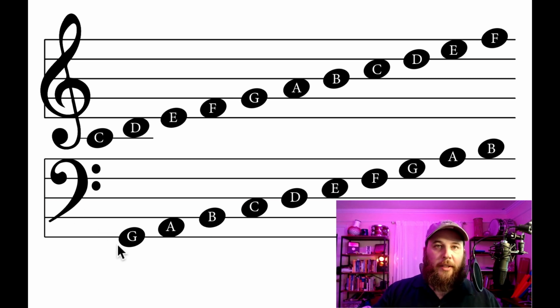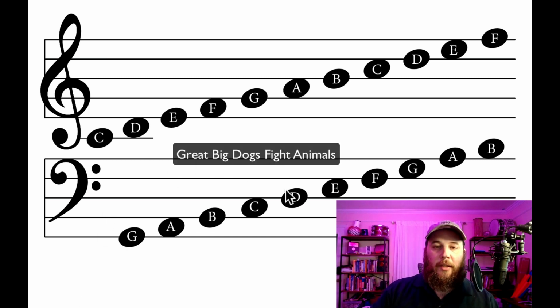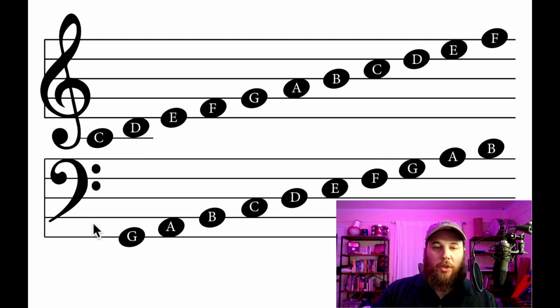To learn the bass clef, you first try to memorize the lines together and then the spaces together. The lines: G, B, D, F, A. These are the notes on the line. An acronym for the lines in bass clef: great, big, dogs, fight, animals. G, B, D, F, A.